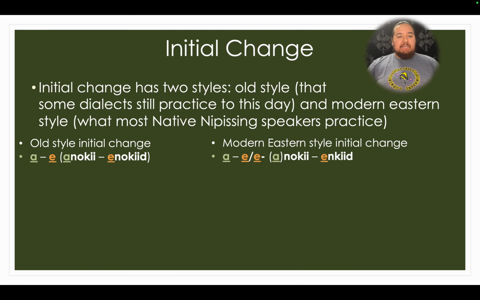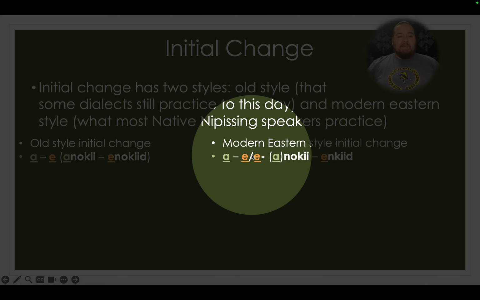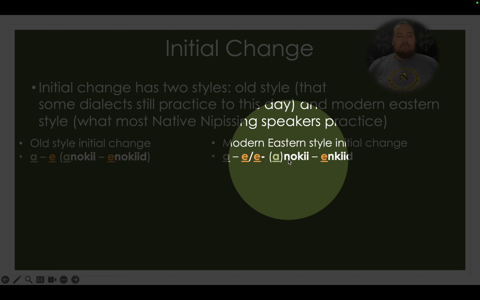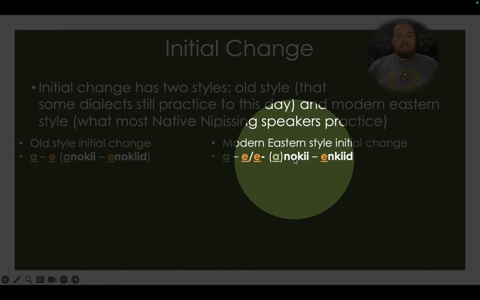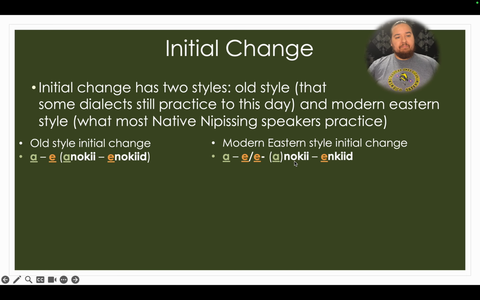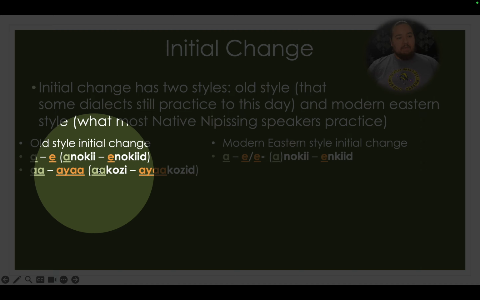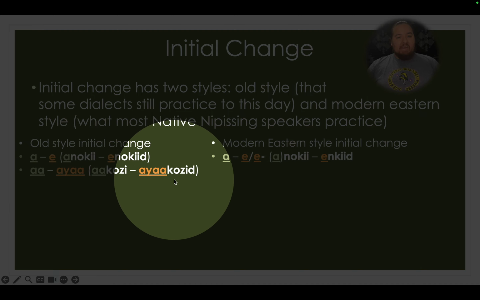Same thing here in Nipissing, but since our A is de-stressed, when we do initial change, we bring it back and change it. So it becomes E. So nuki versus enkid. And so because the O is short, we get rid of it with syncopation. So in the old style, double A would become aya. So akoze would become ayakozid. Akoze, ayakozid.